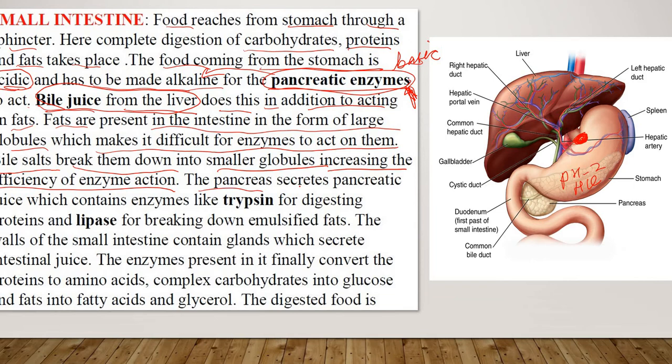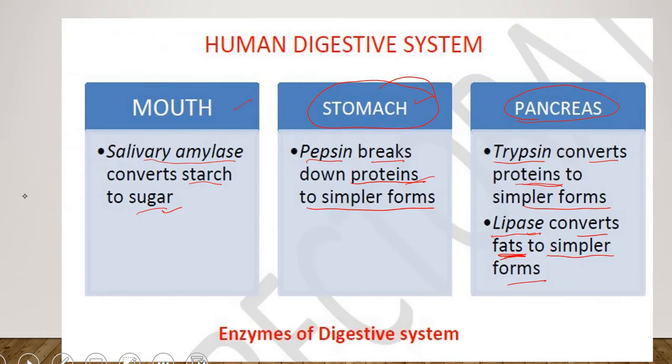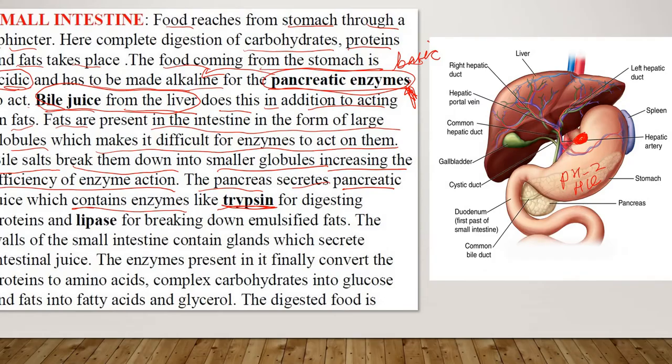The pancreas secretes pancreatic juice, which contains enzymes called pancreatic enzymes, trypsin and lipase. As we did earlier, trypsin and lipase are pancreatic enzymes. Trypsin is for digesting proteins and lipase will break down emulsified fats.